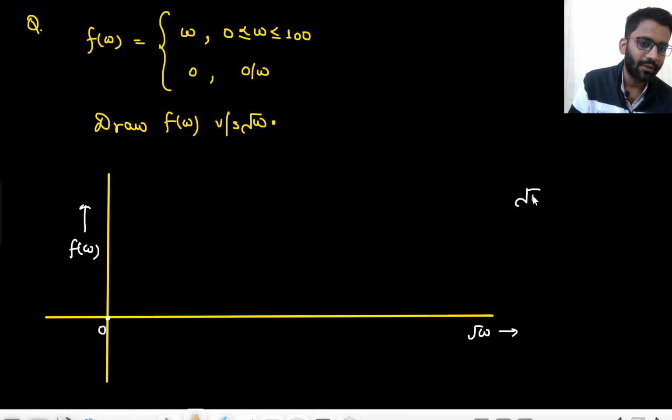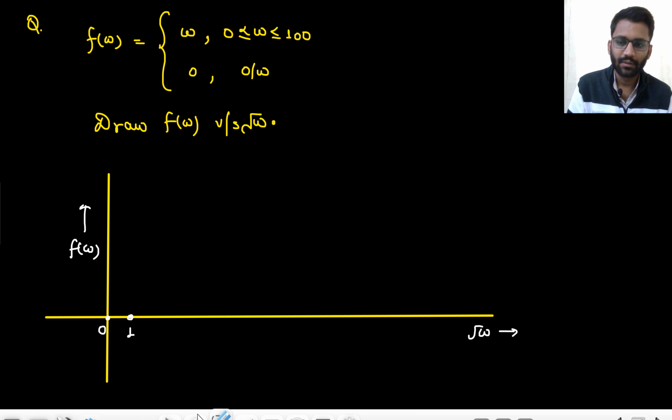I am putting root of omega equals 0. That means omega equals 0. So at omega equals 0, you have 0 only. So this is the graph. If I put root of omega equals 1, that means omega equals 1. So at 1 you will have the value 1, right?